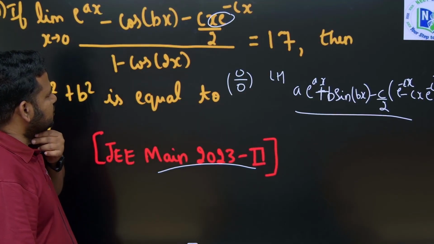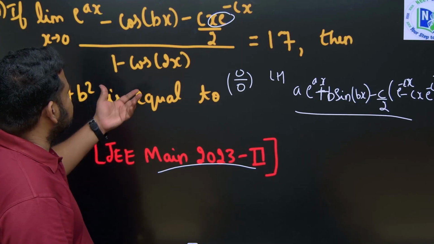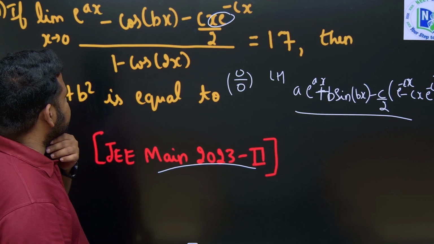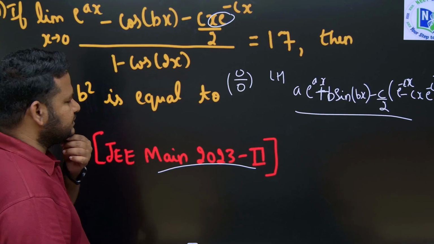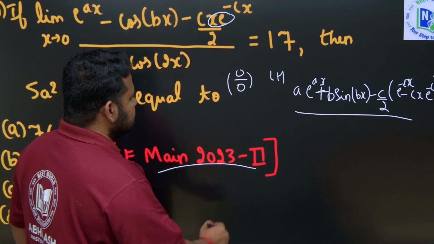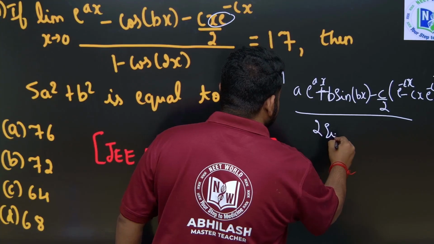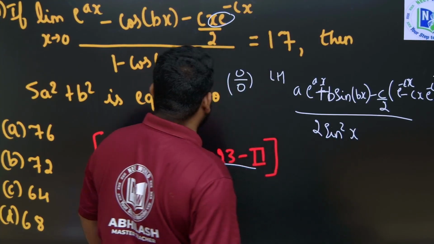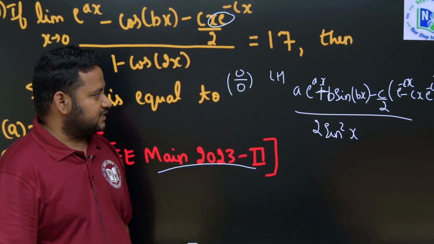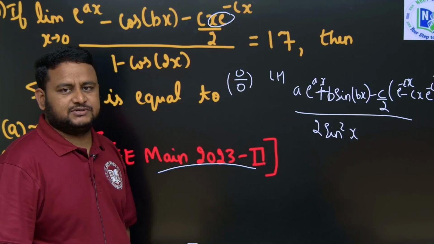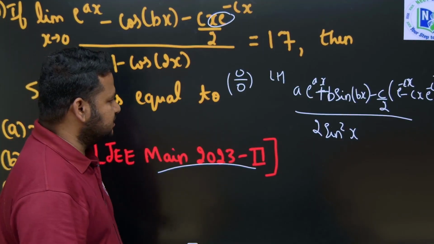Now 1 minus cos 2x can be written as 2 sin² x. Instead of sin 2x we should write it as 2 sin² x, because we know that 1 minus cos 2x is nothing but 2 sin² x. This is what we got.